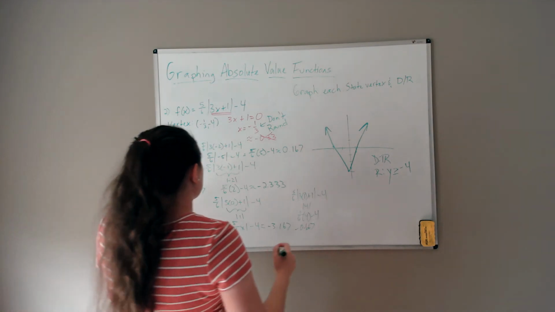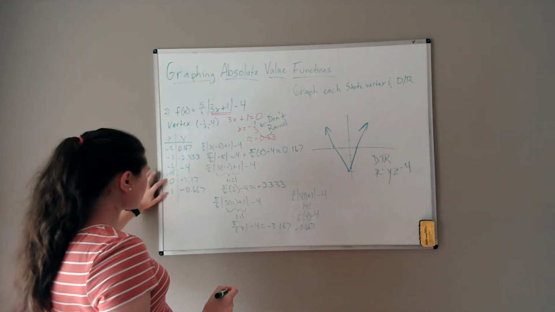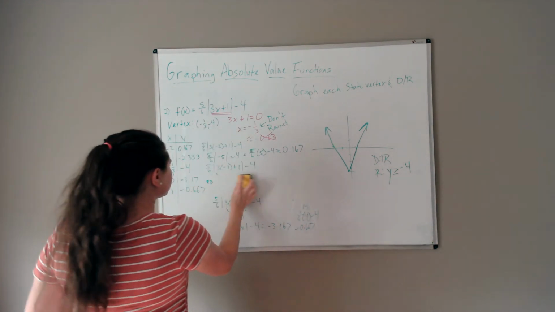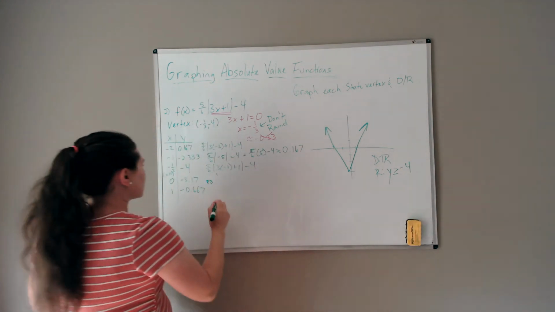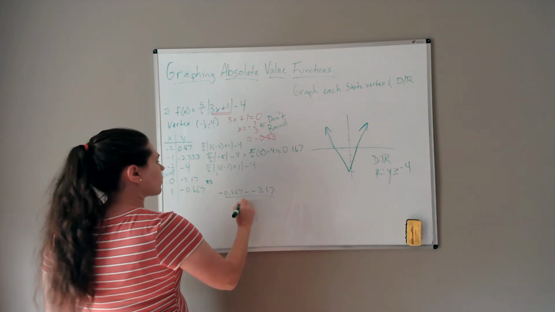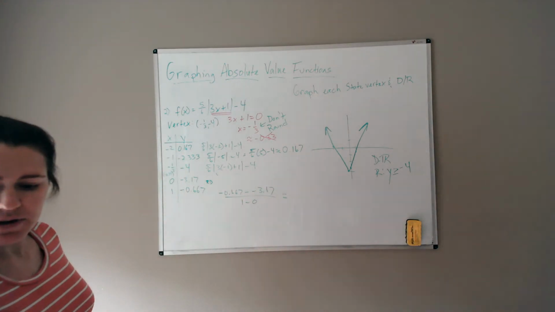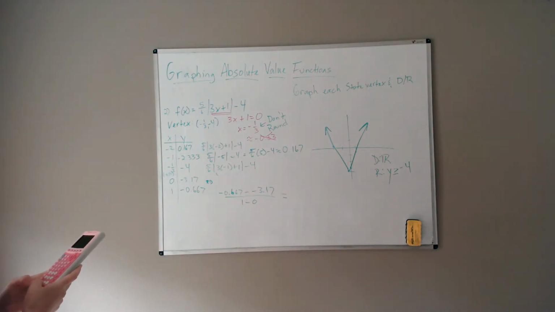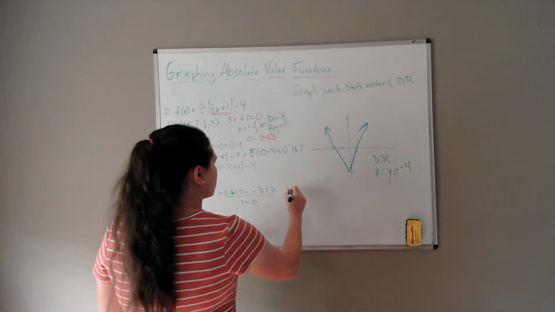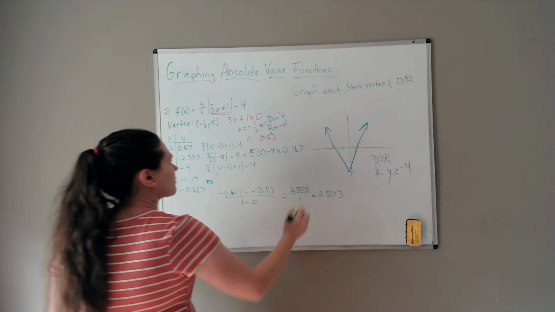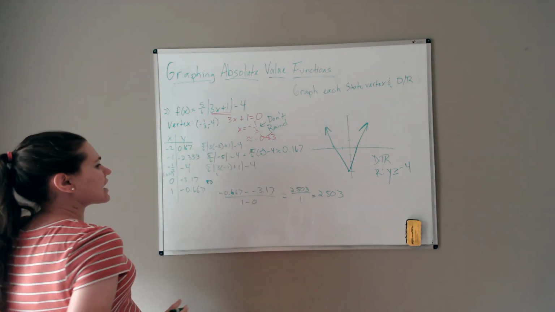If we want to check, you don't have to write this down, but I want you to listen to this. If I do the slope on the right branch, that's going to be negative 0.667 minus negative 3.17 over 1 minus 0. That's going to be negative 0.667 plus 3.17, which puts us at 2.503 over 1, which is 2.503. So the slope of the left branch, if I use these 2 points, better be negative 2.503.